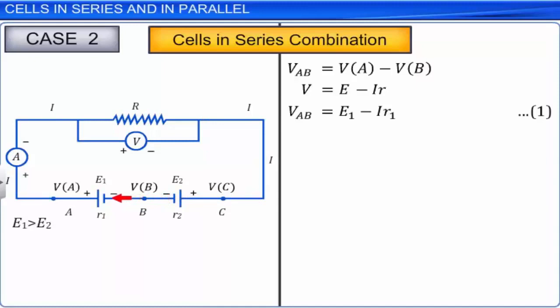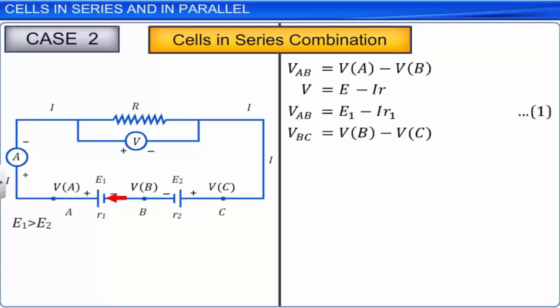As the direction of the current I within the second cell is opposed by its EMF E2, E2 is taken as negative in the equation for VBC. Hence, we get VBC is equal to minus E2 minus I into R2. Let this be equation 2.